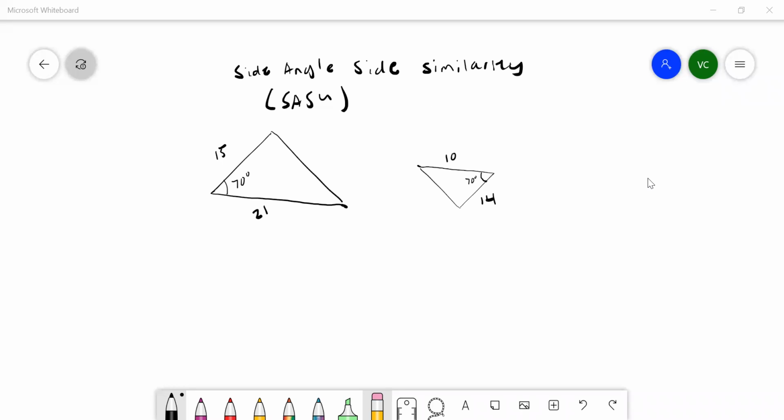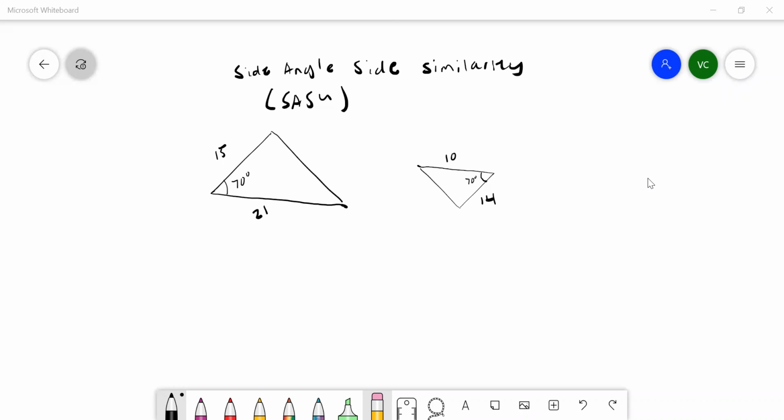Now, this is called side angle side similarity. What it means is that you find the corresponding sides of the two triangles. And if you have two pairs of corresponding sides of triangles with the same ratio, and then you have an angle between them that's equal, then the two triangles are similar. Let me show you what I mean by that.